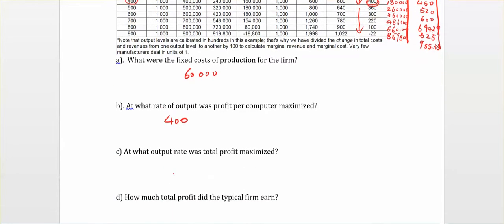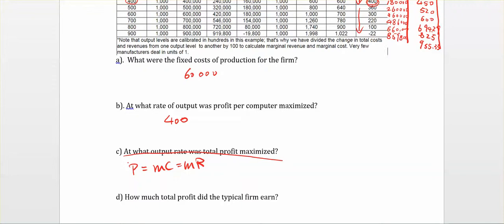So now let's look at the next question. At what output rate was total profit maximized? This is a good question, right? We know if the total profit is to be maximized, we need to know the profit maximization rule. That is price equal to marginal cost equal to marginal revenue.